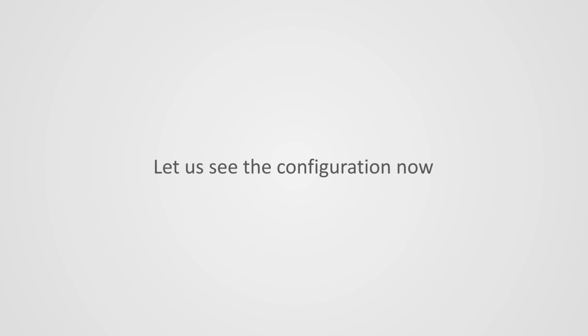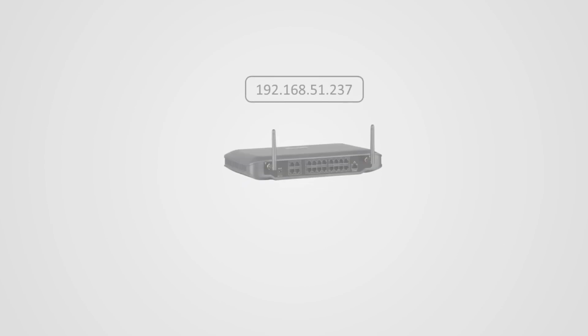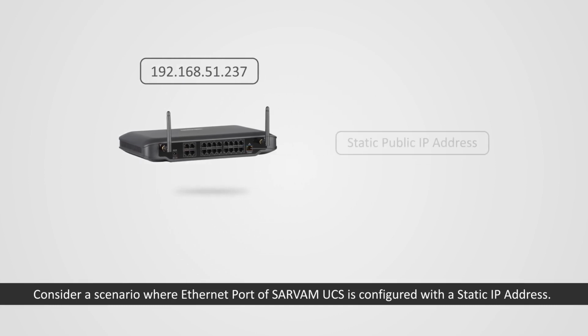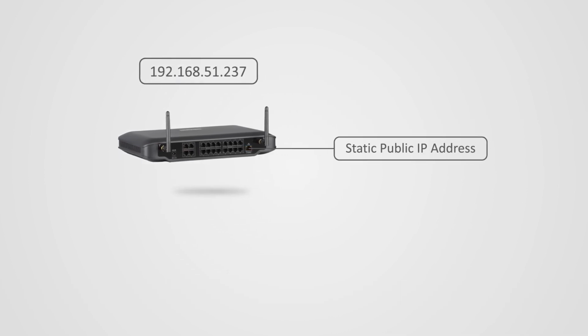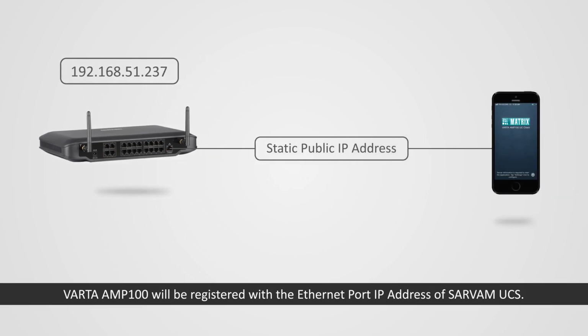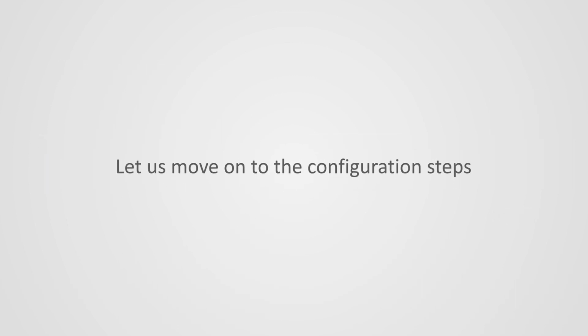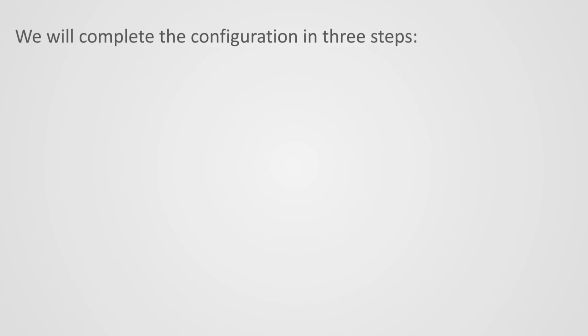Let us see the configuration now. Consider a scenario where Ethernet port of SARVAM UCS is configured with a static IP address. VARTA AMP100 will be registered with the Ethernet port IP address of SARVAM UCS. Let us move on to the configuration steps. We will complete the configuration in 3 steps.